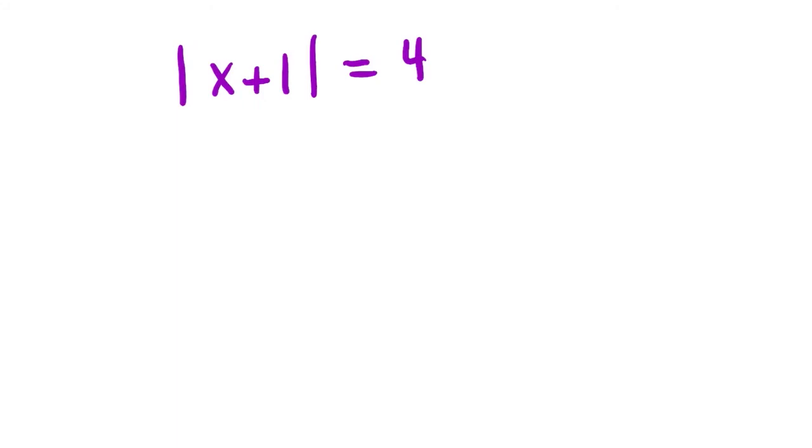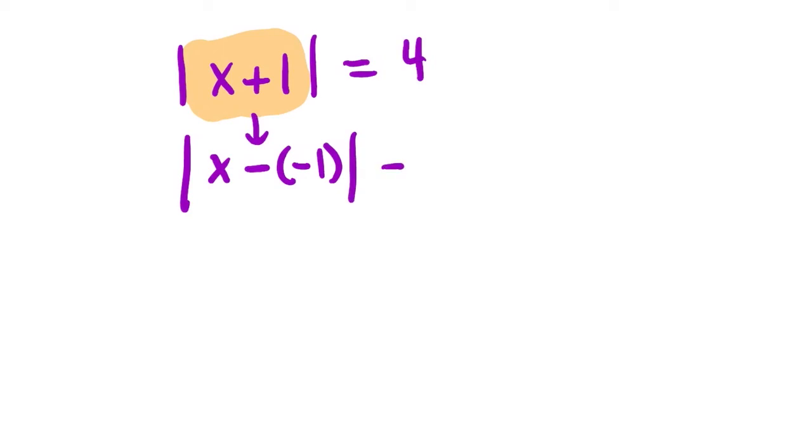Addition is a little bit harder to think about because we're still trying to think about the distance between two numbers. That's what absolute value is representing. So if you have addition inside, you're going to want to think about that as subtracting a negative. So rewrite it as what it equals using subtraction. So I could rewrite this x plus 1 as x minus -1.